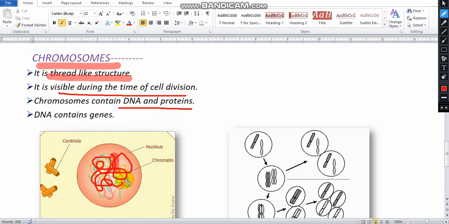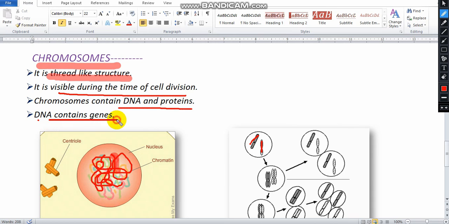This thread-like structure is chromatin. But this chromatin material doesn't have a specific shape. It is entangled totally. So at the time of cell division, the chromosomes are formed from the chromatin. Nothing but the chromatin material, which is a thread-like structure, gets a specific shape. You can see here they got a specific shape. How neat it is looking. But here it is totally entangled. These two are dividing into another two. So these are nothing but chromosomes which are forming and getting a specific shape.